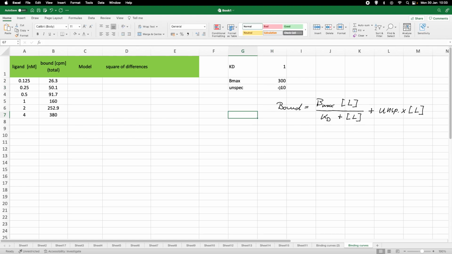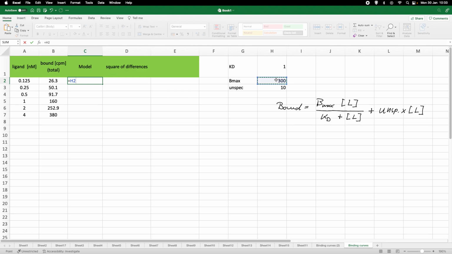So we've got some data here, and now we can do our model with this equation. Let's put that into Excel. Equals, we calculate Bmax, that's this value, and we lock the cell so that it stays constant, times the ligand concentration here, divided by our Kd. That's this value, and again, we lock it, plus the ligand concentration.